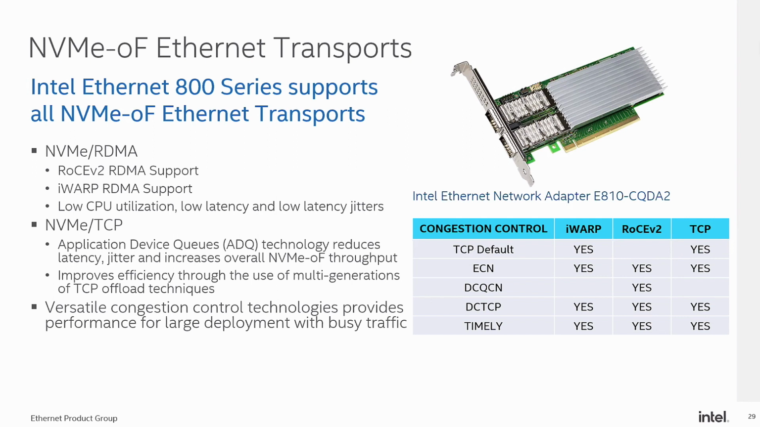So you can see for iWARP, we support the default TCP congestion control mechanism. We also support the baseline ECN, and then we support DCTCP and Timely. For RoCE, we support baseline ECN, we support DCQCN, DCTCP, and Timely. And TCP will just map whatever iWARP can support. So with all those congestion control mechanisms, the Intel Ethernet 800 series product can support NVMe over Fabric solutions in a large network deployment and deliver the performance when congestion is happening.